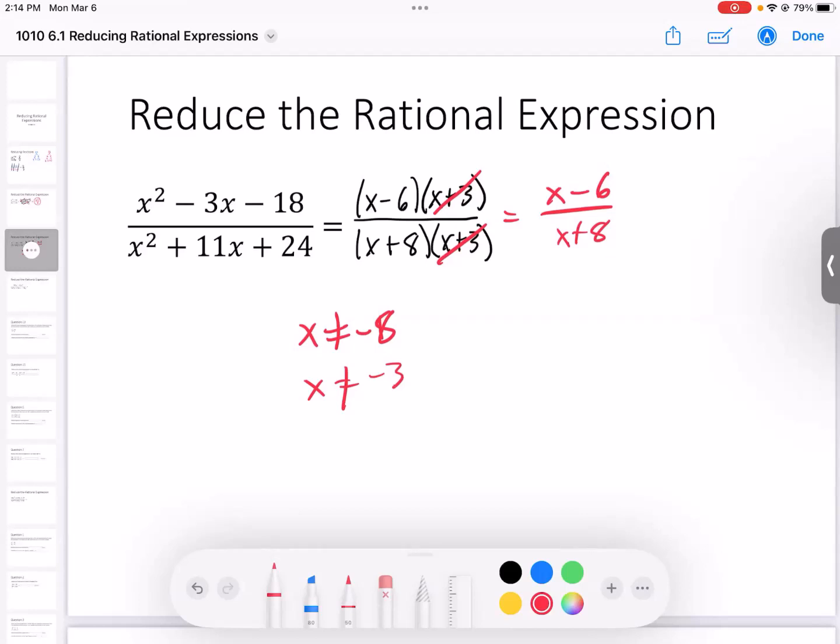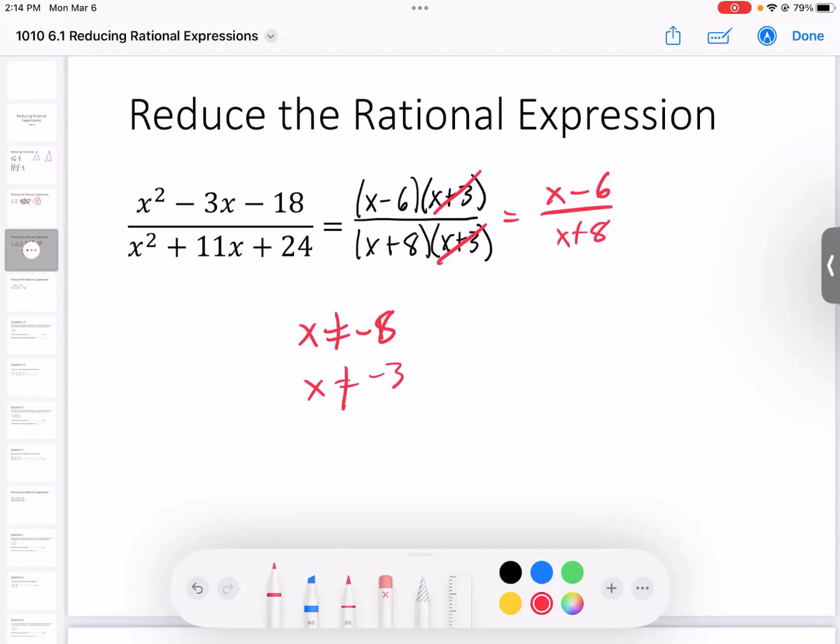Why did you cancel out? So I didn't cancel out -8. I'm saying that x cannot equal -8. And the reason it can't is because if it did, then you would create division by 0, and dividing by 0 creates an undefined number. Yeah. Any other questions?